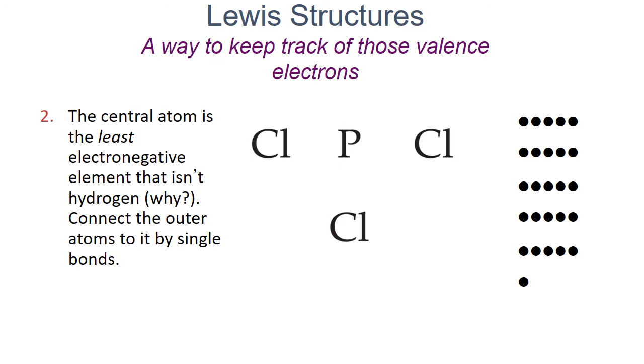However, when you are selecting the electropositive or least electronegative atom, you can't use hydrogen as the central atom, because around the hydrogen atom you have to keep only 2 electrons. Therefore you can't use hydrogen as a central atom. Then you have to connect the outer atoms to it by single bonds. So how can you combine those using single bonds?